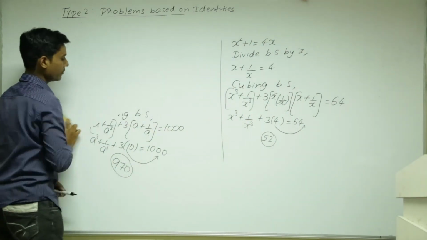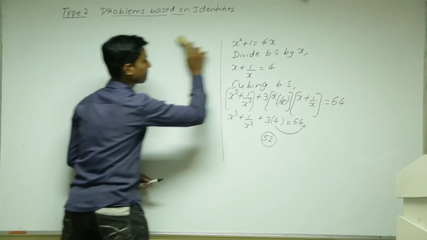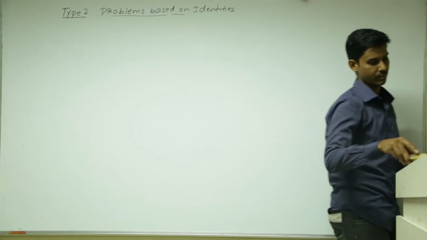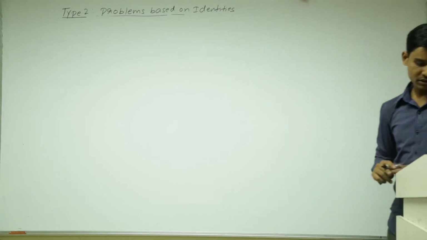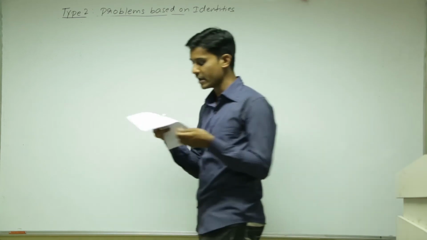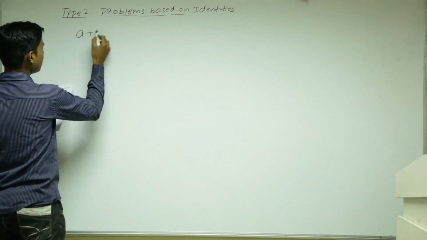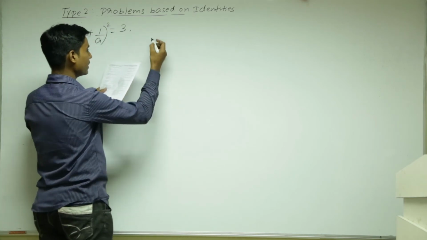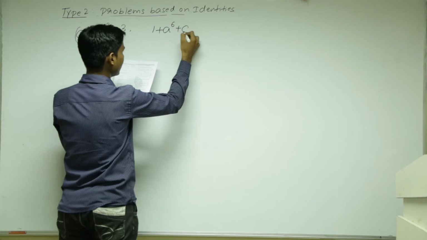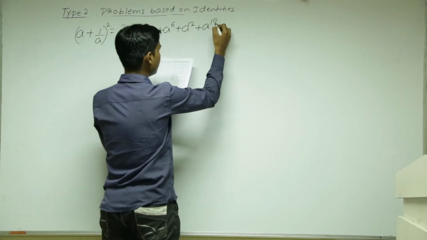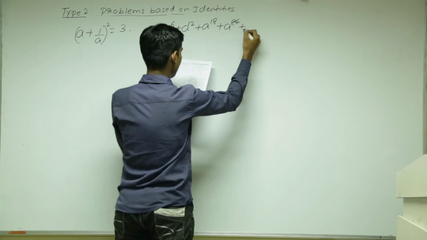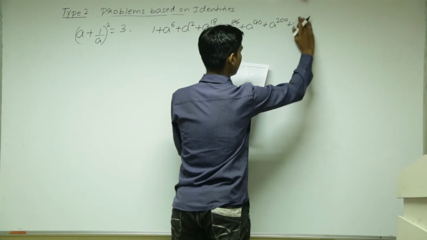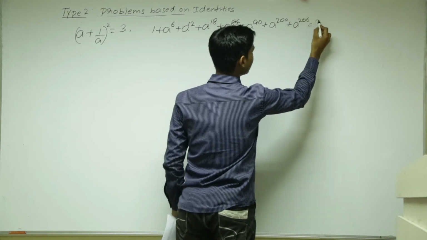Question number 10. It's a very good question. Listen to this carefully. Your 10th question is, if a plus 1 by a whole square is equal to 3, this is given as 3. Now the question is, find the value of 1 plus a power 6 plus a power 12 plus a power 18 plus a power 84 plus a power 90 plus a power 200 plus a power 206. You need to find this value, right?